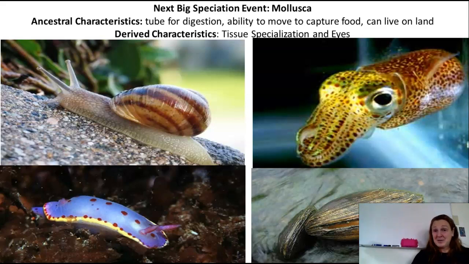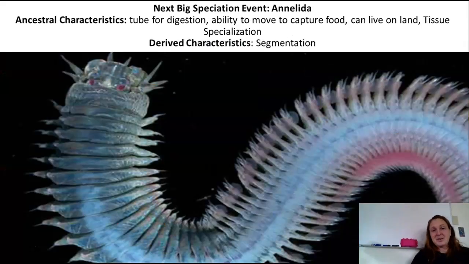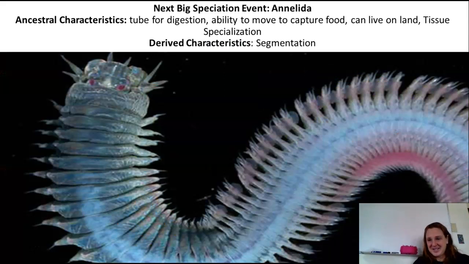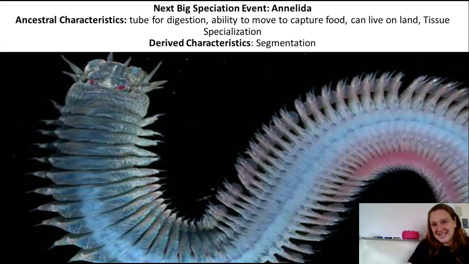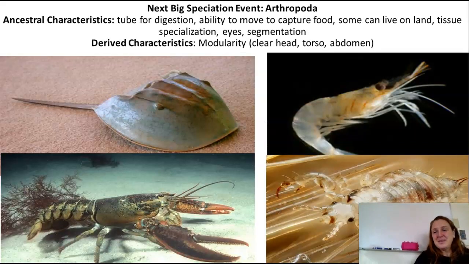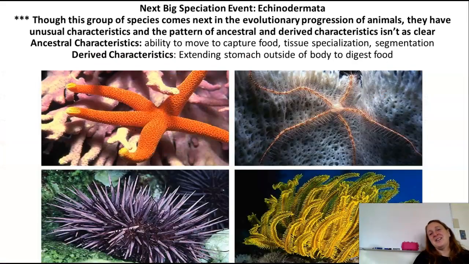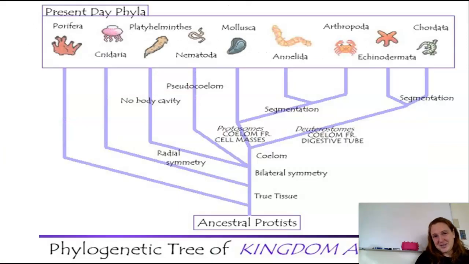So mollusca has some very important ancestral versus derived characteristics, as does Annelida, which are very highly segmented organisms. We then move to our arthropods, and then our things like starfish and sea urchins. So that takes us all the way up to the group of species that have a spine. And that, of course, tends to be the group that we are more familiar with.